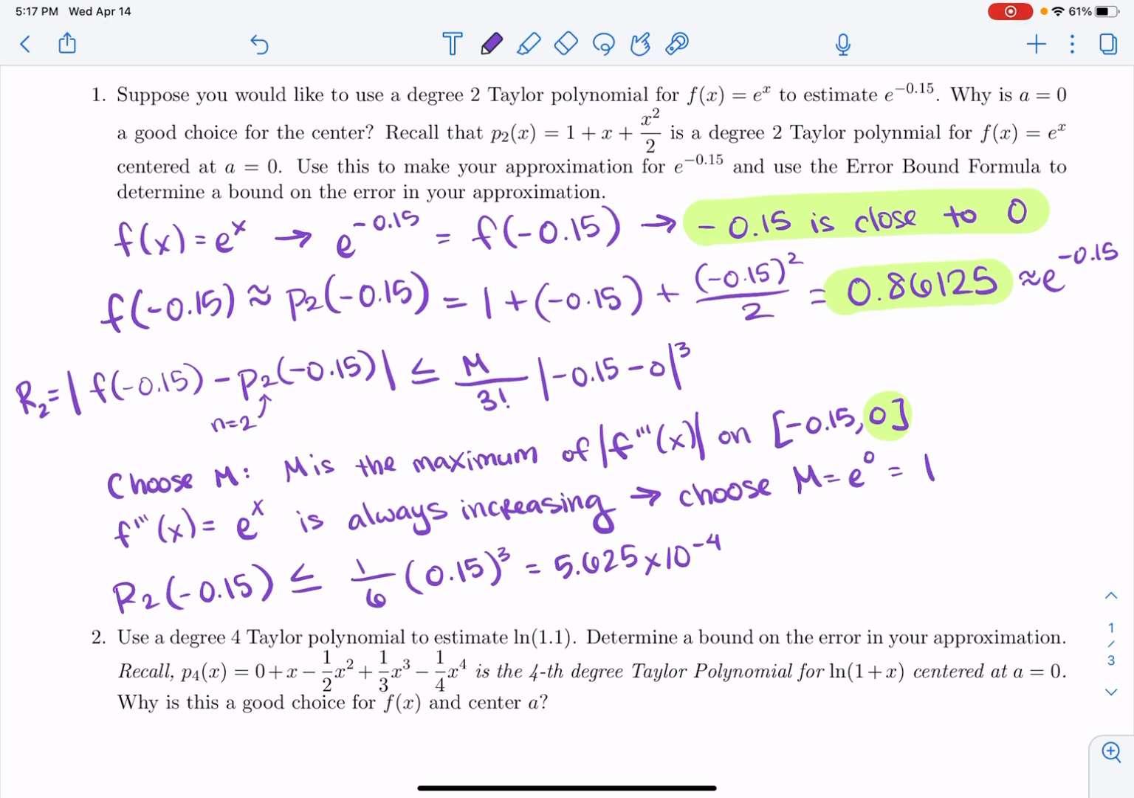So that means my error equals, this is the upper bound on the error. And that would be my answer. Okay. So what is the actual value? Actual error.